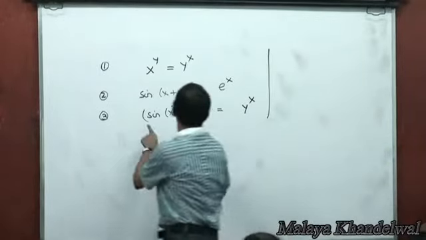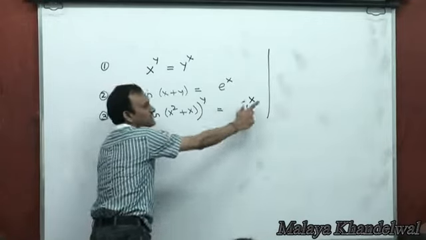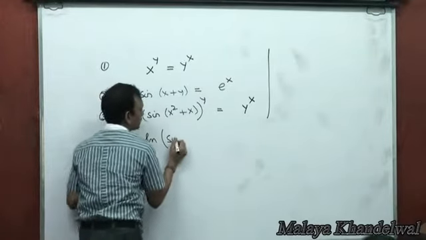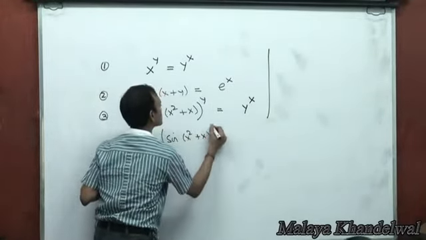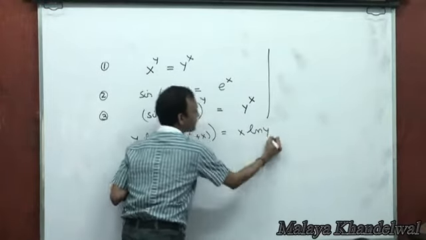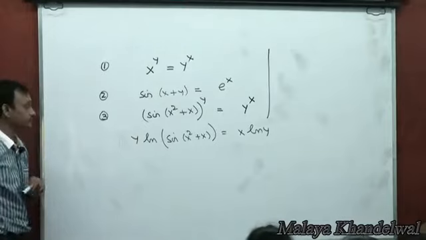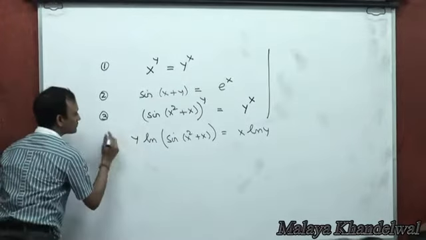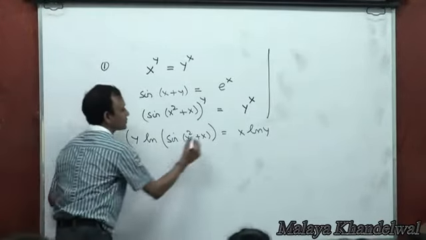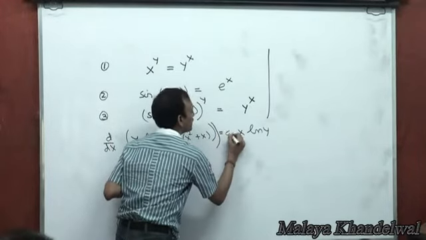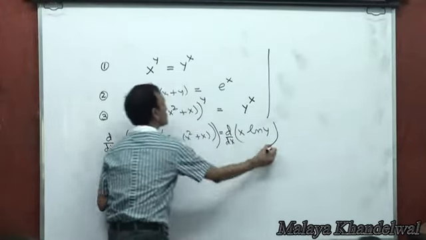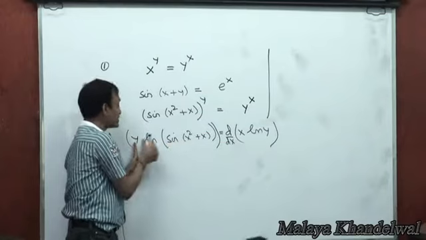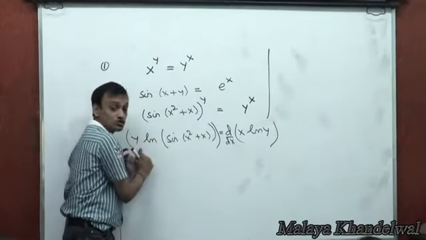And now this one. Take the logarithm of both sides to eliminate the powers, right? So if I took the logarithm here, y log (sine of (x squared plus x)) is x log y, right? Differentiate both sides with respect to x. So d/dx of this is d/dx of this. How about this? And then product rule of differentiation to begin with. Derivative of this into this plus derivative of this into this, right?